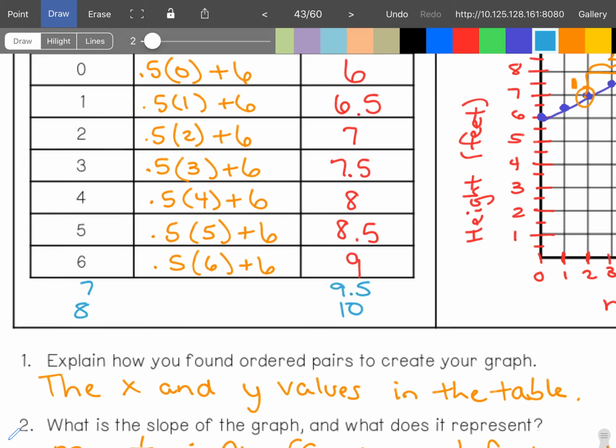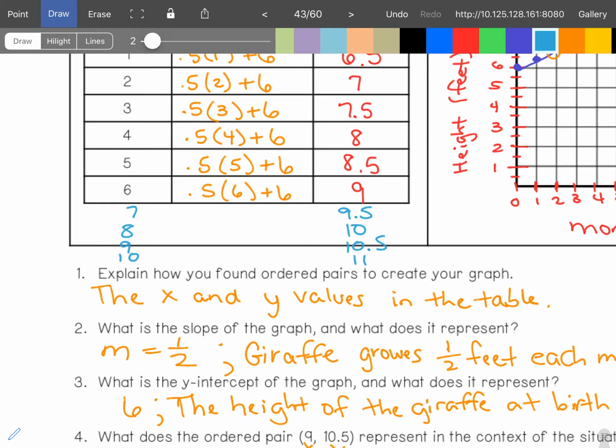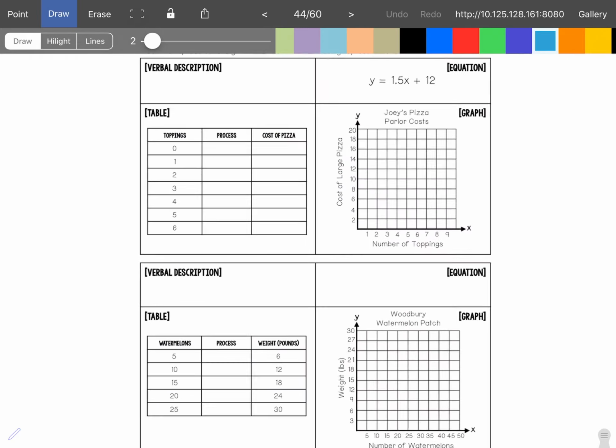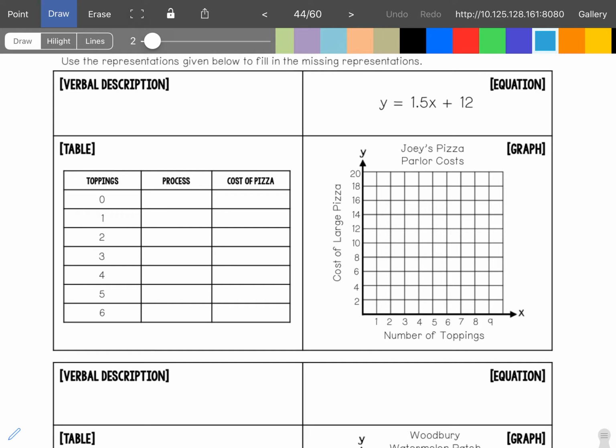So at 7, it would be 9.5. At 8, it would be 10. At 9 months, it would be 10.5. 10 months, it would be 11. If you keep going, what would be the months for a 12-foot tall giraffe? 12 months. 12 months, good. All right, very good.